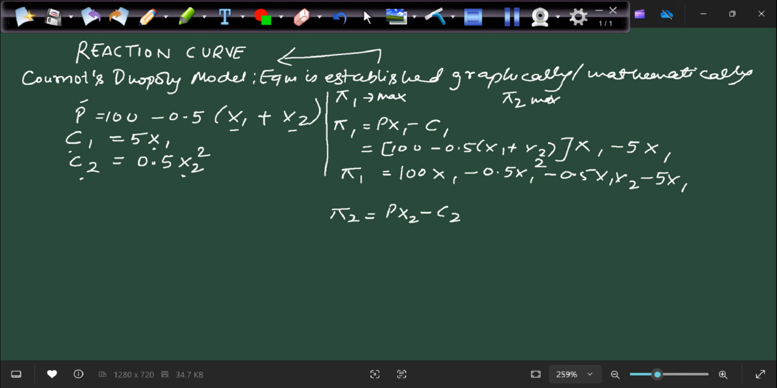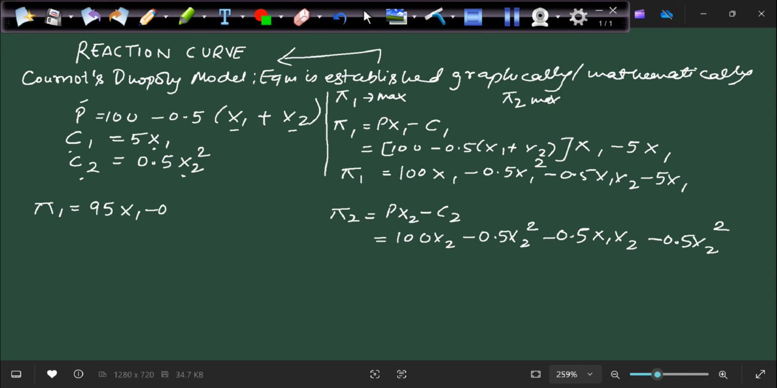Likewise, we will do the same thing for pi 2, the profit of firm 2: p x2 minus c2, which comes out to be 100 x2 minus 0.5 x2 square minus 0.5 x1 into x2 minus 0.5 x2 square. Now, if we collect the terms, pi 1 is equal to 95 x1 minus 0.5 x1 square minus 0.5 x1 into x2, and pi 2 is 100 x2 minus x2 square minus 0.5 x1 into x2. Now what will we do? We will do profit maximization.